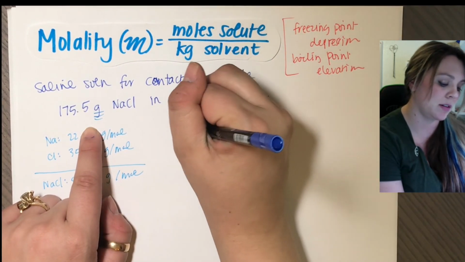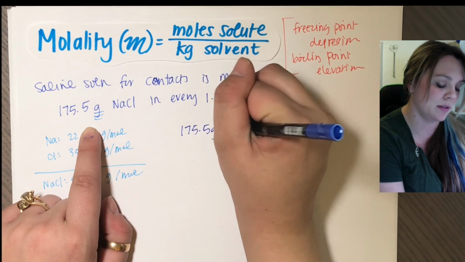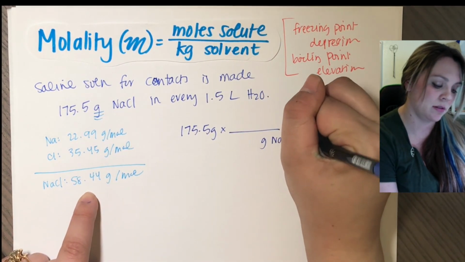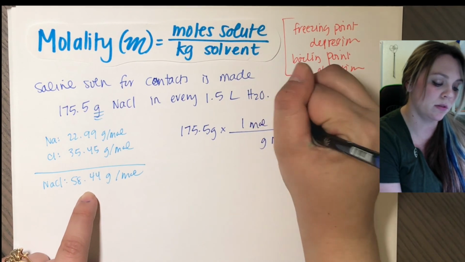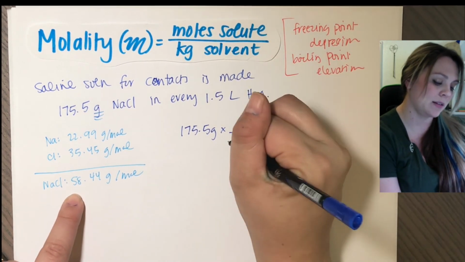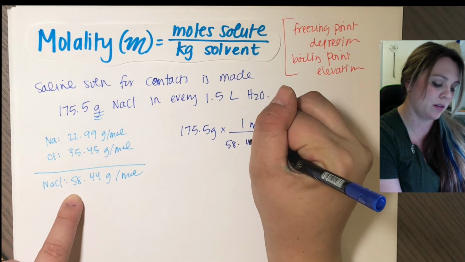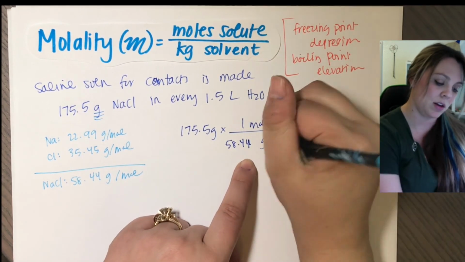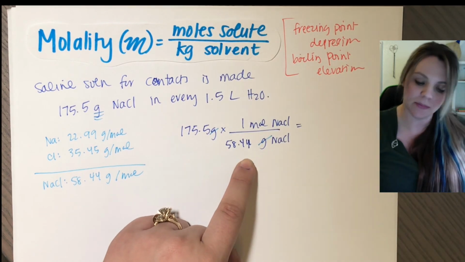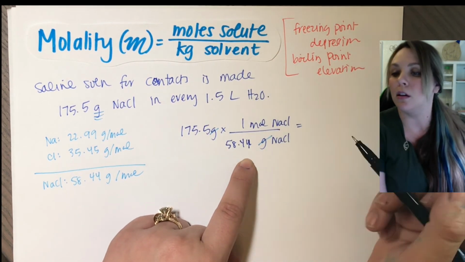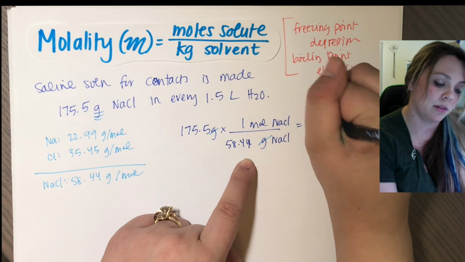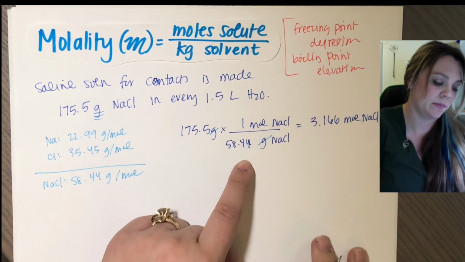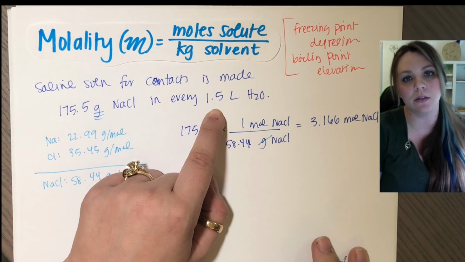So I start with 175.5 grams. I need to get out of grams, get into moles. And my molar mass is 58.44. Terrible handwriting. Hopefully you can read that. Okay, grams and grams will cancel. And I'll get a lovely answer of 3.166 moles. And I'm in 1.5 liters.